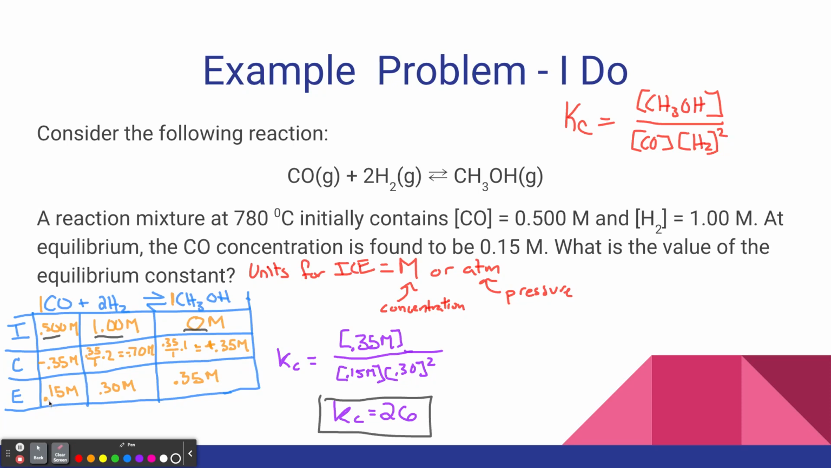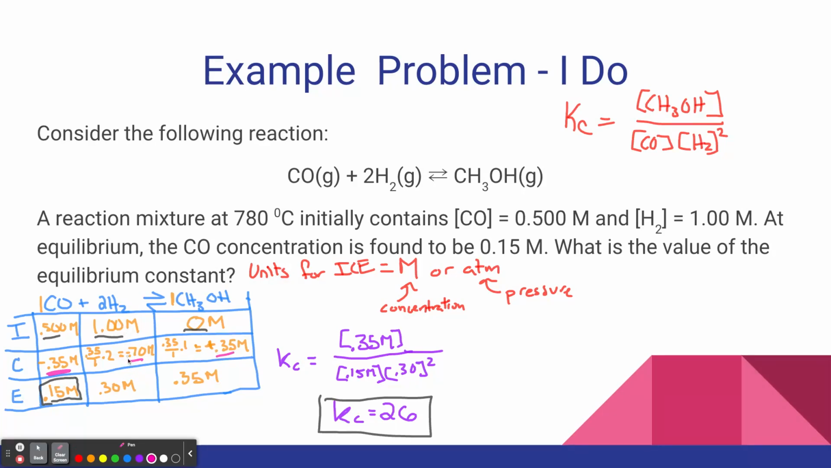And we plugged in our equilibrium concentration for carbon monoxide, which was 0.15 molar. Once we did that, guys, I looked to see what my change was between my initial concentration of carbon monoxide and my equilibrium concentration of carbon monoxide. That's how we got 0.35 molar. Once I knew what my change was, I used that change value to get my equilibrium concentrations for hydrogen gas and methanol, respectively.